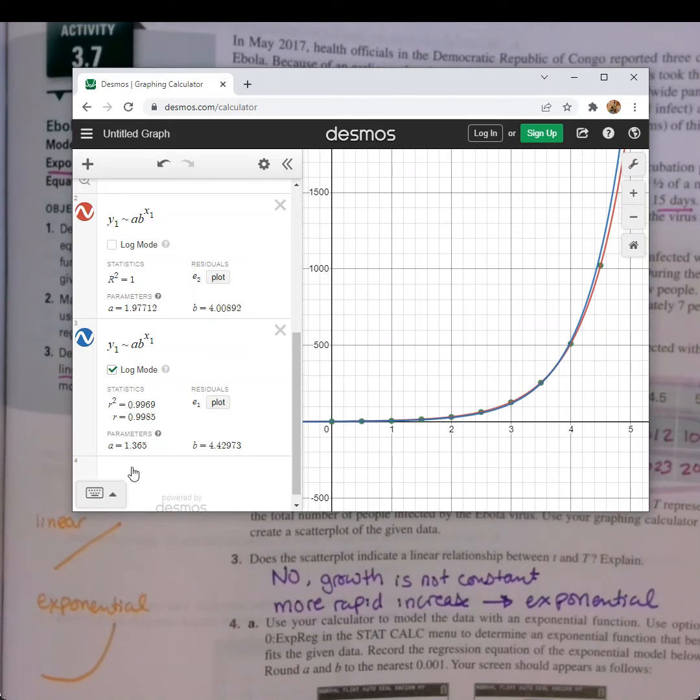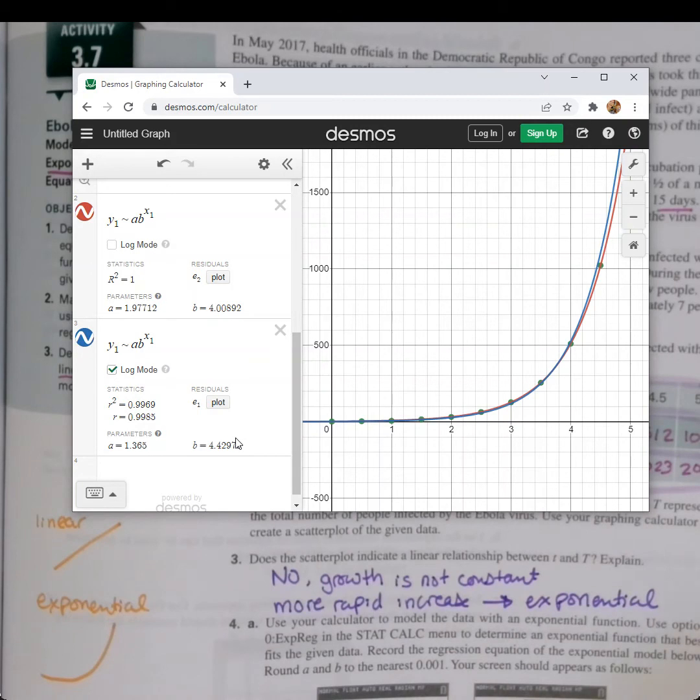The parameters are slightly different. In the log mode box, my parameter is a little lower for A, 1.3 compared to 1.97. And my B value parameter is a little higher, 4.4 compared to 4.0. So we always need to ask ourselves, which of these models do we want to use? For the purpose of my math lab questions, for the purpose of answering homework questions, we're going to need to check the log mode box.